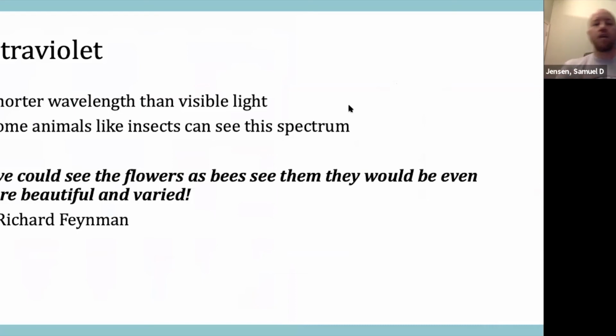As we move up into the ultraviolet, ultraviolet is slightly higher. So ultraviolet is on the purple end of our spectrum. This is generally why we see things like the black light in purple.